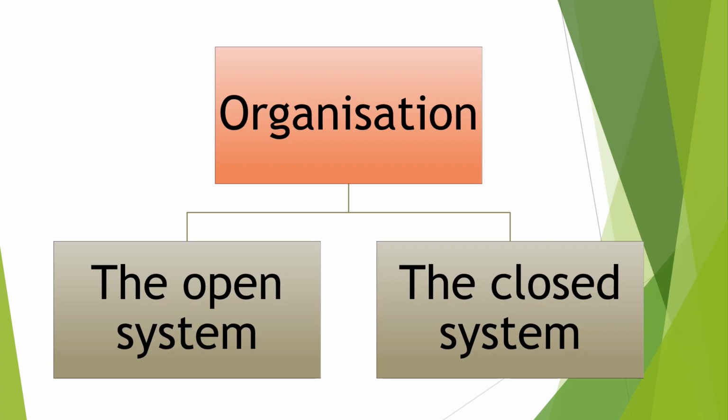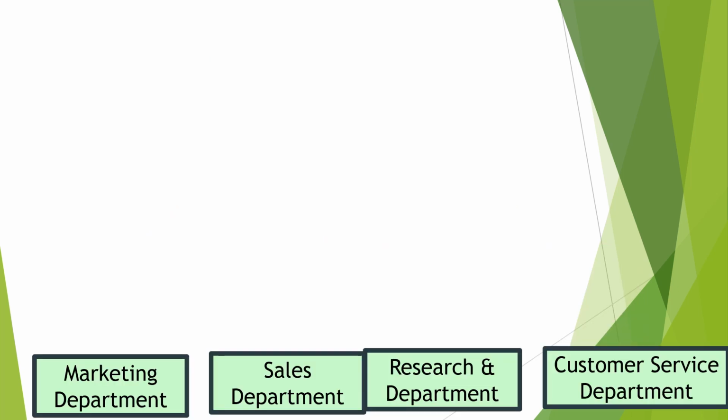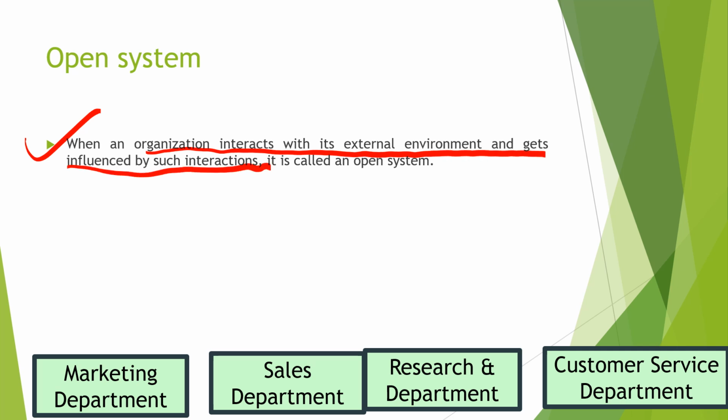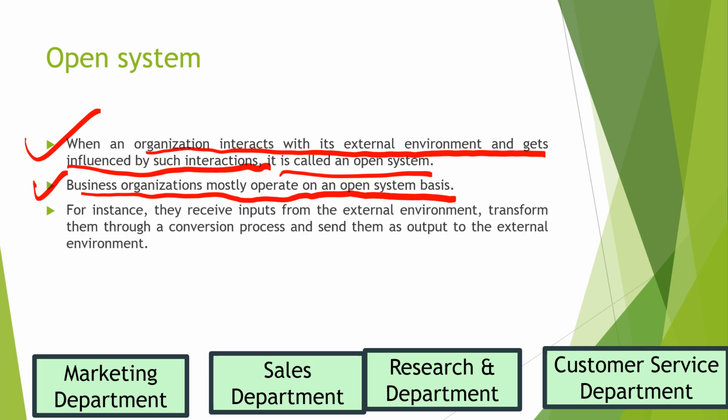So organizations, as a system, can be classified into two categories. Number one, the open system and number two, the closed system. We are going to study both types of systems in the upcoming slides. The first category is the open system. So when an organization interacts with the external environment and gets influenced by such interactions, it is called an open system. For example, business organizations mostly operate on an open system basis.